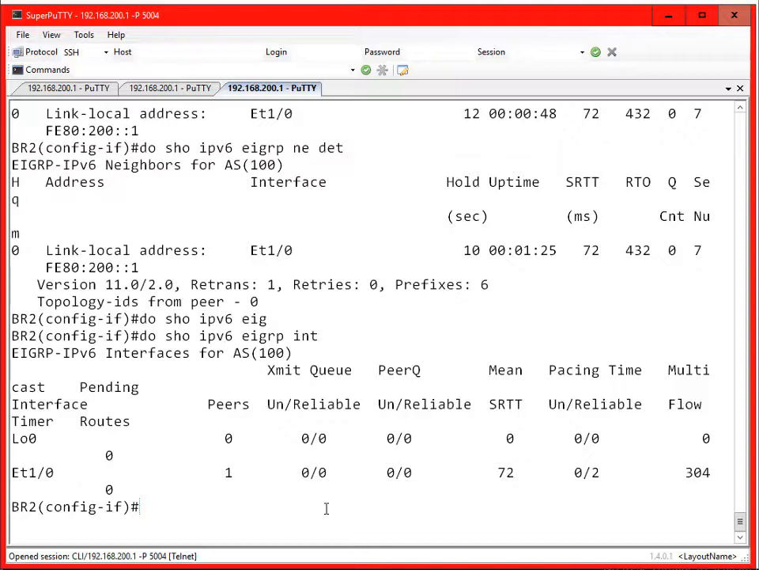How about the topology table? Let's take a look at that. We're progressing through our data structures here, right? We take a look at our neighbor table, make sure we have our neighbors.